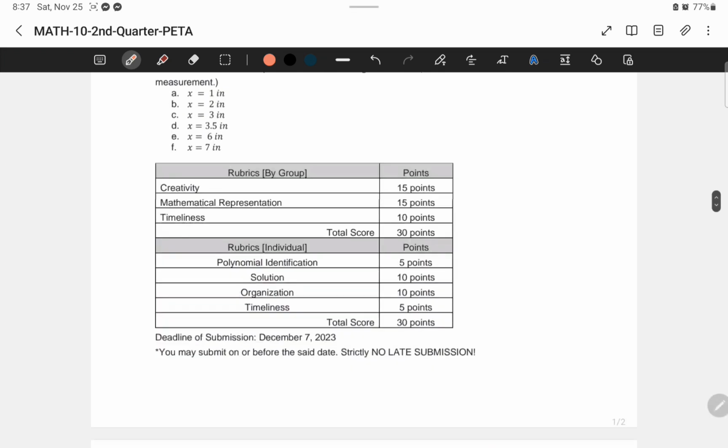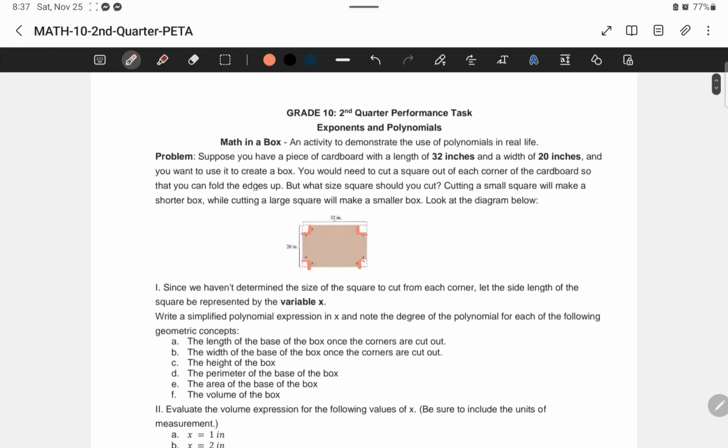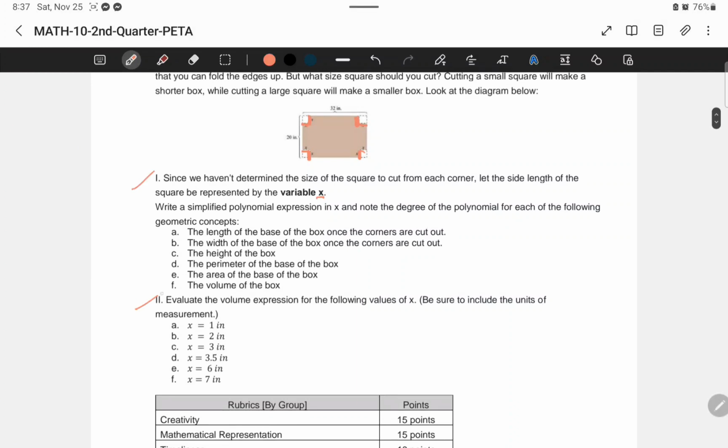So, to illustrate, this is the diagram, and in each corner we have cut the edges of a square. Since we haven't determined the size of the square, kung ano yung sukat nito, we're going to use x to represent the side length of the square. From that, your individual task is to answer part 1 and part 2 of these problems.